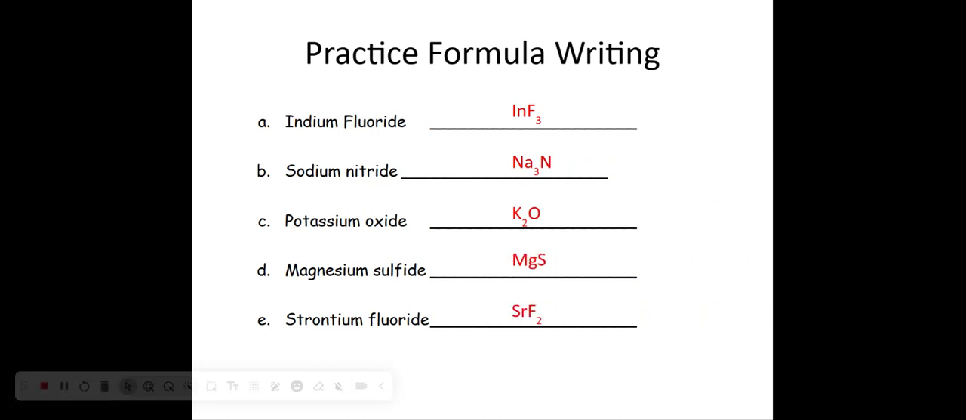Once you have them copied, you are done for the day with notes. And it's time to start the digital practice assignment posted in Canvas.